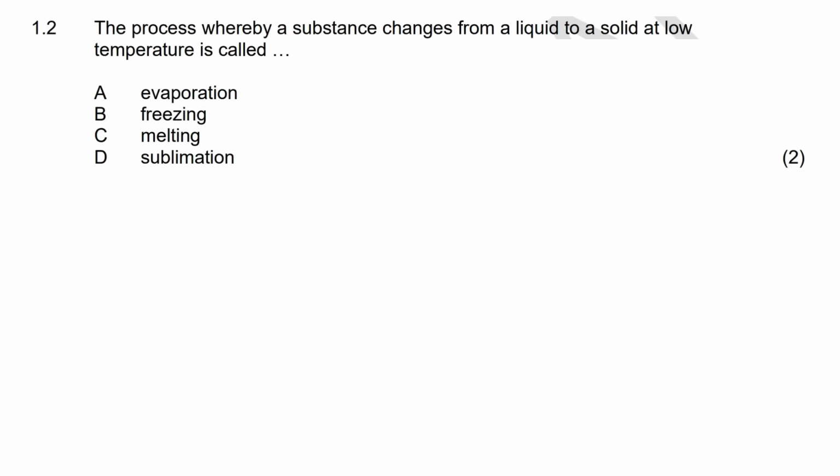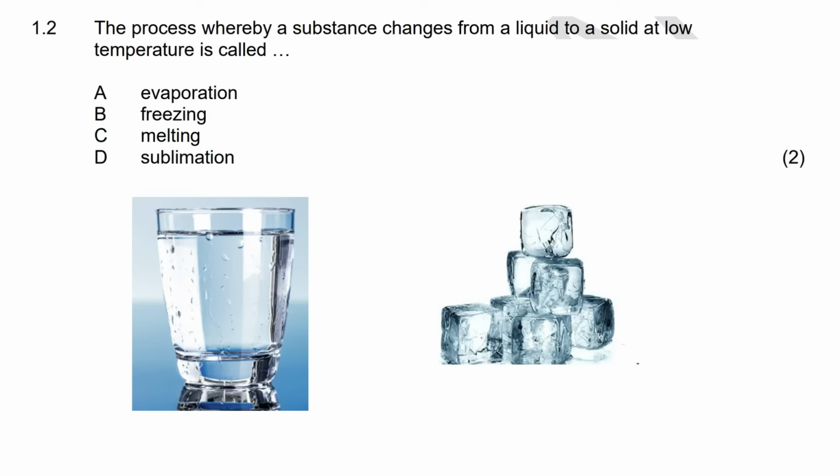The process whereby a substance changes from a liquid to a solid. Okay, so let's think about that. Very easy question, because if you have a liquid, okay, so let's say you've got some, let's go get a glass of water, and then we've got some ice, because they said it goes from a liquid to a solid, okay? So what is that called when you put water in the freezer and it turns into a solid? Well, that is called freezing. You put it in the freezer and it turns into ice.